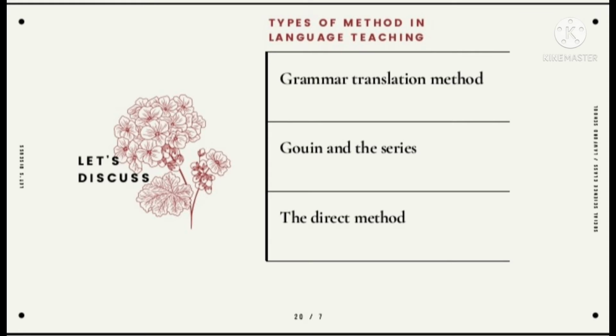And the third method is the direct method. This method is similar to the previous method, the Gouin and series method, which focuses on learning a second language in a natural way, like how children acquire their first language. The method emphasizes that second language learning should be more like first language learning. So there is lots of oral interaction, making conversation, being spontaneous in using the language, no translation, and little focus on grammatical rules or analysis.